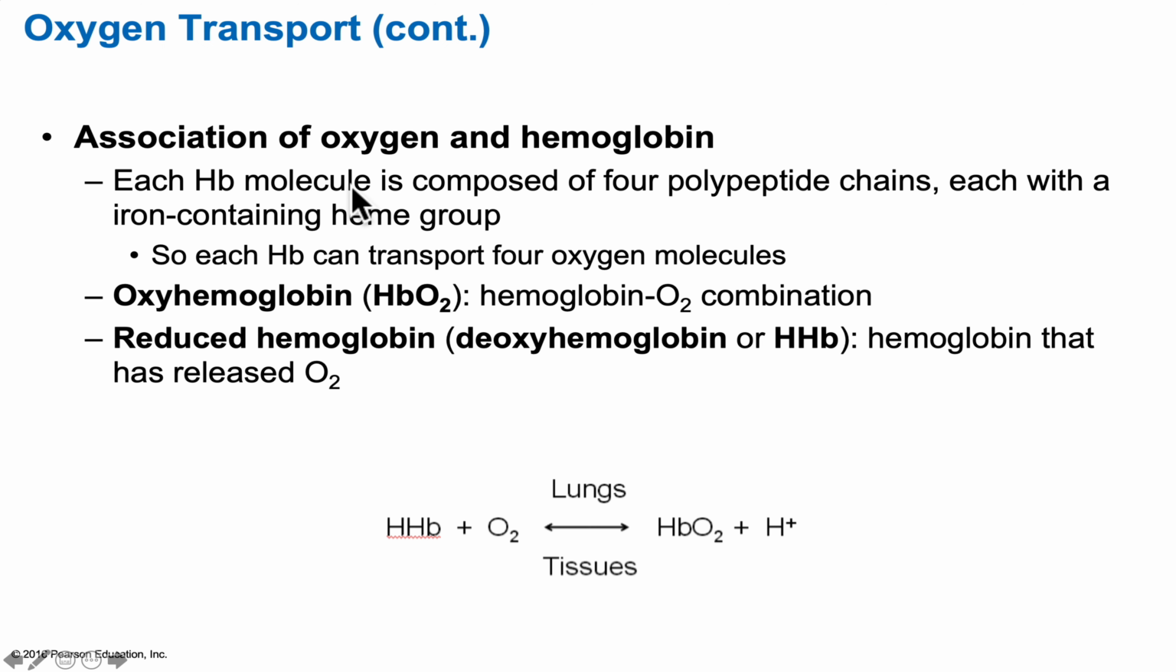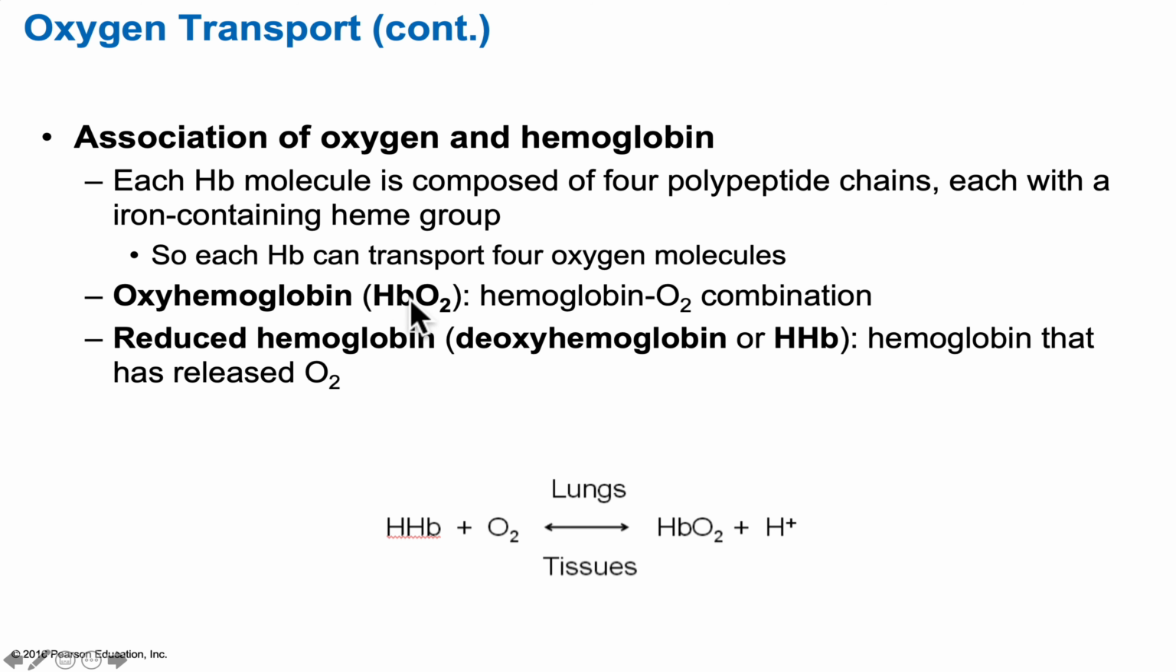Hemoglobin is made up of 4 polypeptide chains, each bound to an iron-containing heme group. The iron atoms bind oxygen, so each hemoglobin molecule can combine with 4 molecules of oxygen, and the oxygen loading and unloading takes place rather quickly. When oxygen combines with hemoglobin, we call it oxyhemoglobin. This is how we denote that, HbO2.